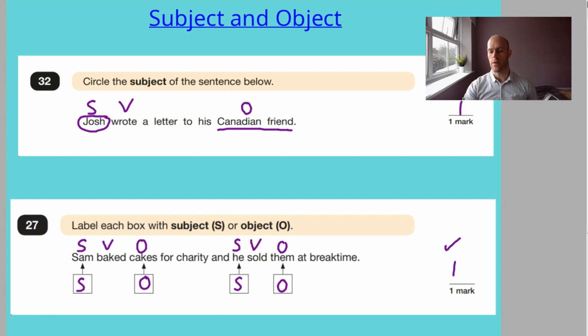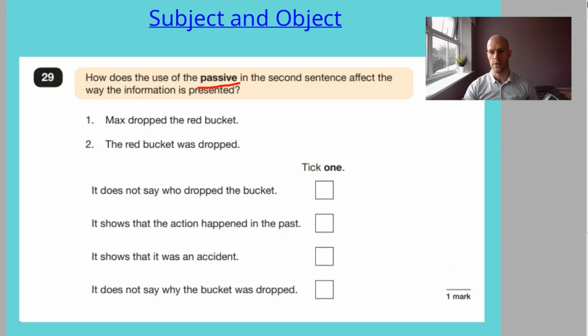And now what we can do is finally go back up to the starter question, which was, how does the use of passive in the second sentence affect the way the information is presented? Quickly do this. Max, subject, dropped the red bucket, SVO. The red bucket, object, was dropped. We don't have a subject. So it doesn't say who dropped the bucket. That's the difference, isn't it? We don't have the subject in the second sentence.